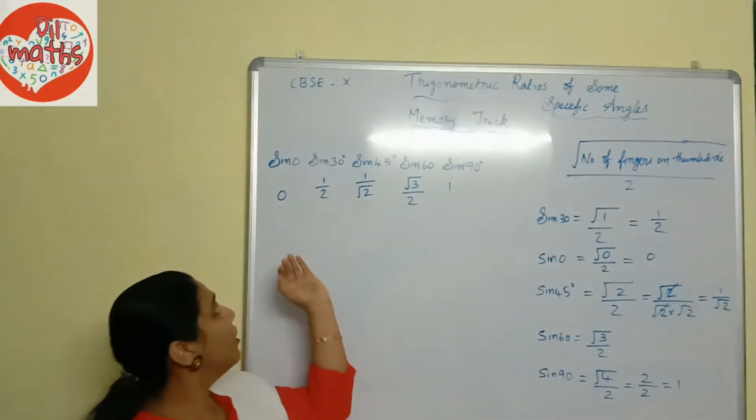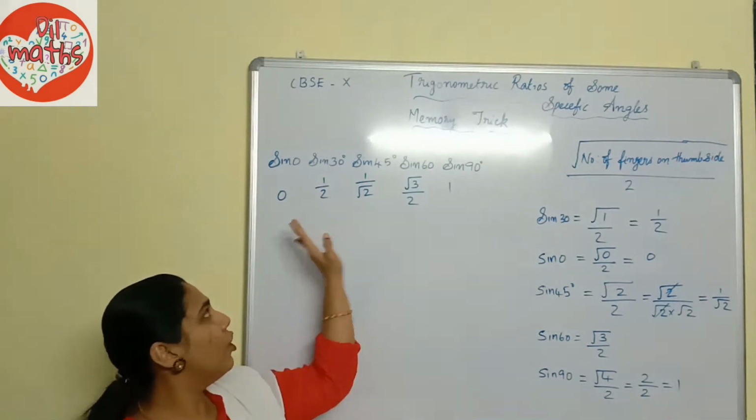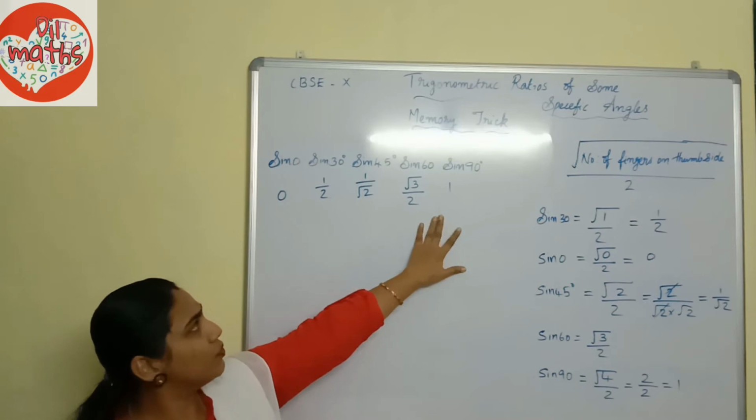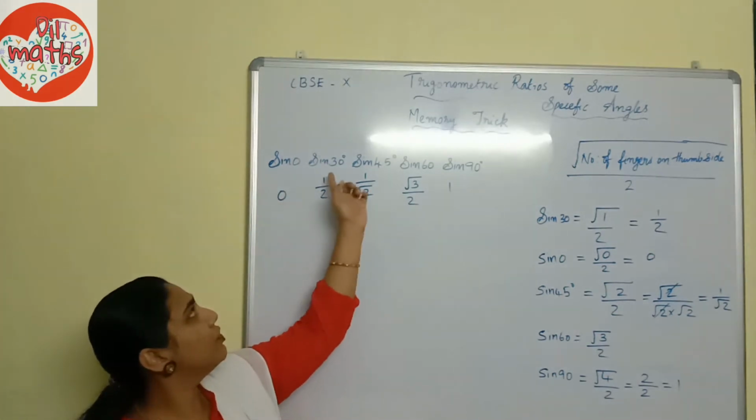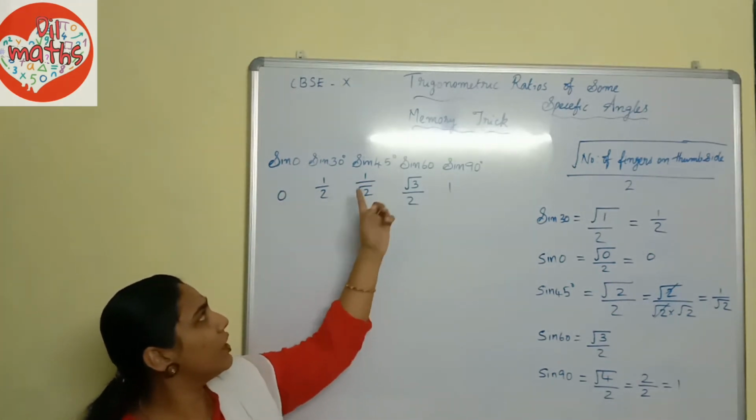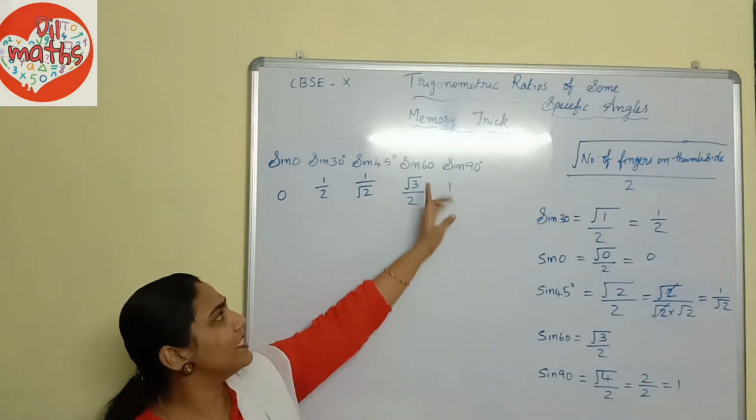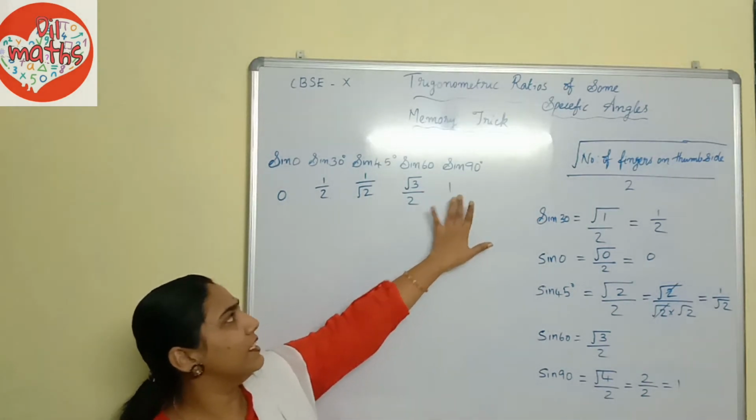Okay, now we have all the sine values: 0, 1 by 2, 1 by root 2, root 3 by 2, 1. Sine 0 is equal to 0, sine 30 is equal to 1 by 2, sine 45 is equal to 1 by root 2, sine 60 is equal to root 3 by 2, sine 90 is equal to 1.